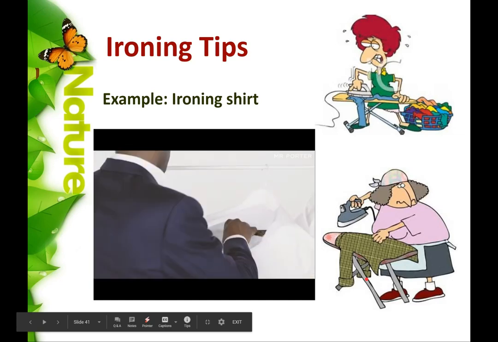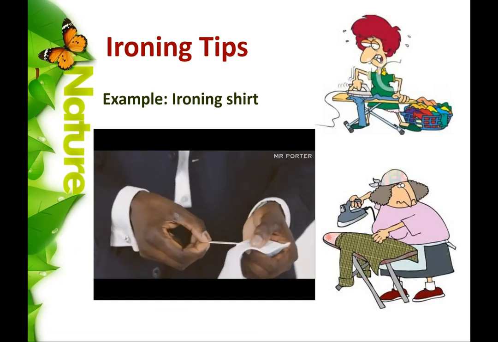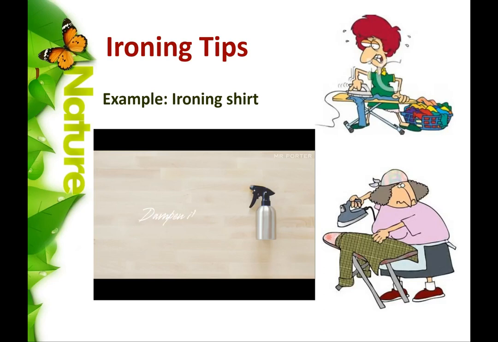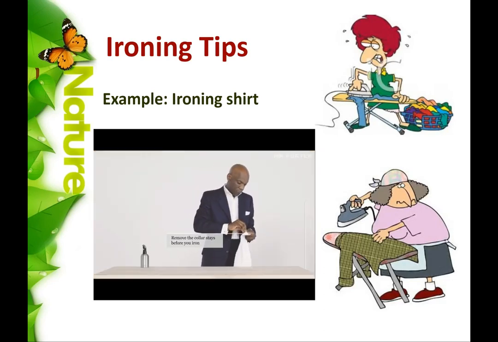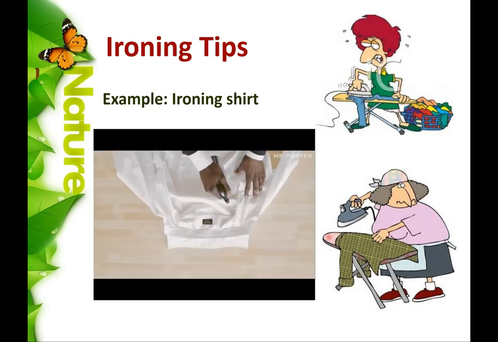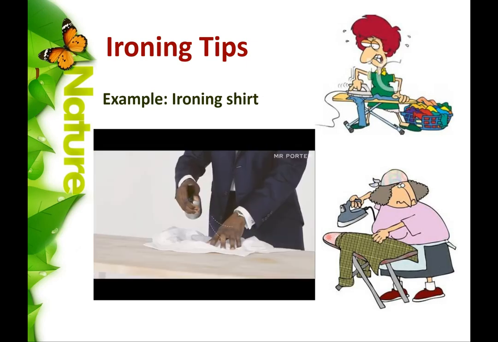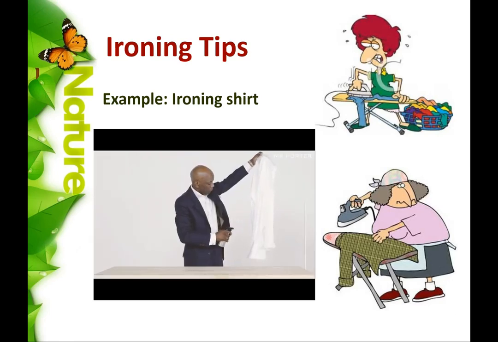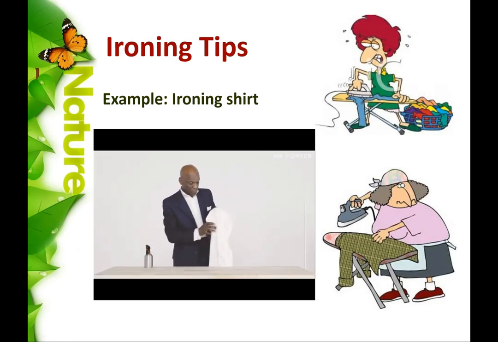Hello, and I'm going to show you the proper way to iron a shirt. Step 1. Dampen it. The best time to iron a shirt is when it's freshly washed and still slightly damp. If it's dry, use a spray bottle to dampen it. Your iron will probably have a spray function too.